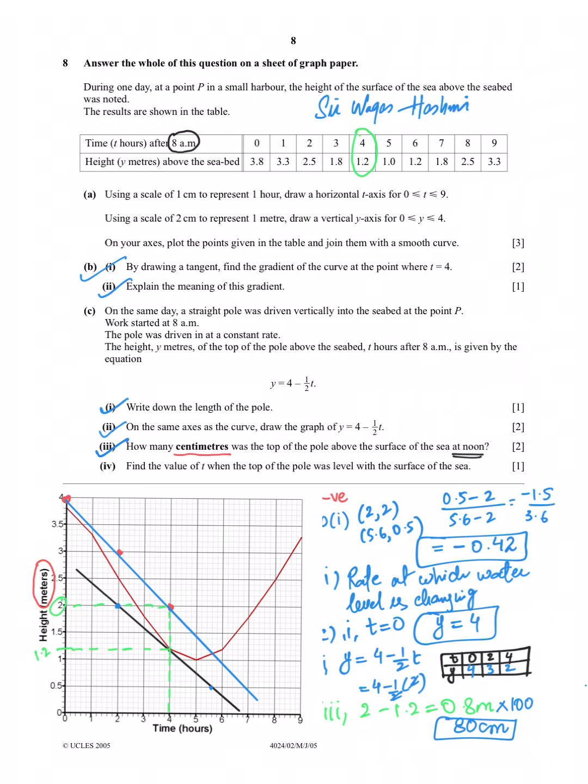Now in part 4, that I am going to attempt with yellow pen, this one. Find the value of t when the top of the pole was level with the surface of the sea. So the point where these two graphs are intersecting, I will find out the value of time here. So that value is somewhere around 5.7. So the final answer of this part is 5.7, and that is the completion of question number 8.